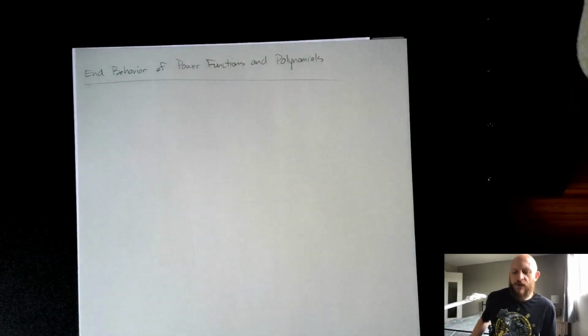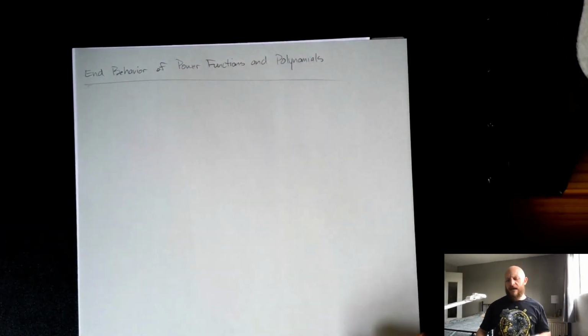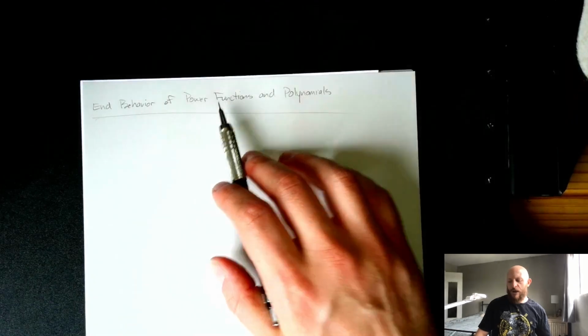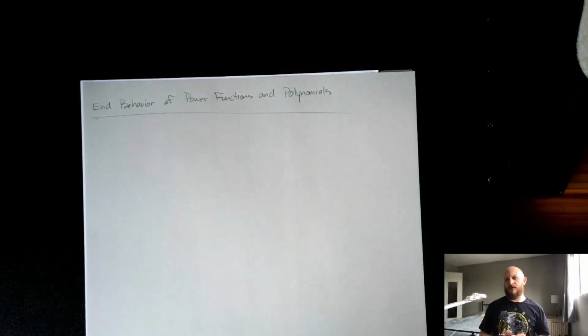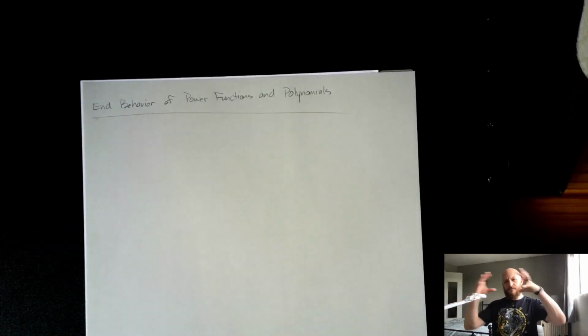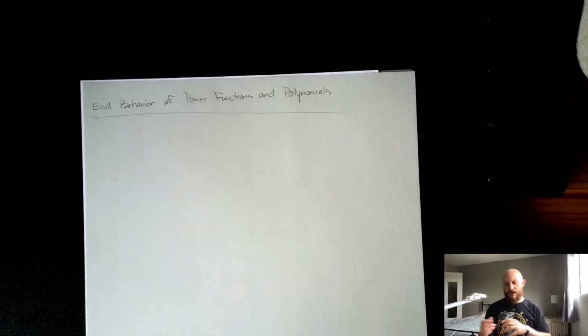Everybody, this will be a quick video on end behavior of power functions and polynomials. So really that is the big crux of it, but we're going to talk about each of those three pieces. What is end behavior? What is a power function? What is a polynomial? How do they all kind of tie together?